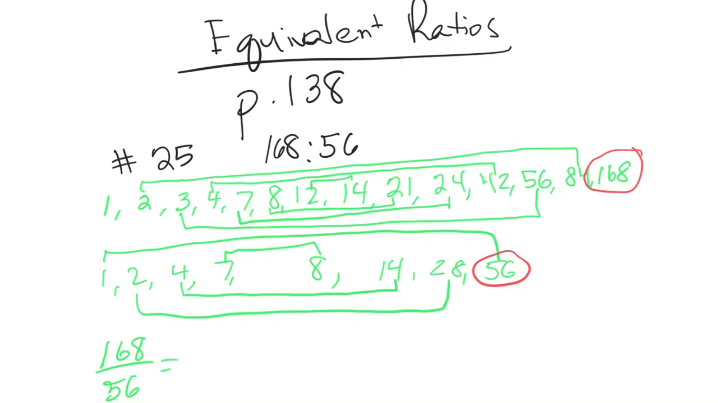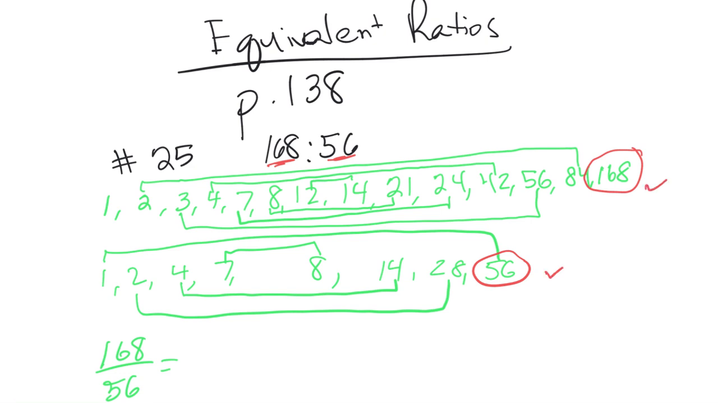All right, now we're going to look at the equivalent ratio problems found on page 138. There's problems numbers 24 and 25, and they're kind of similar, but we're going to deal with number 25 right now. You're going to use division to find all the whole number ratios equivalent to 168 over 56, or 168 to 56. So what I did here is I listed all the factors of both 168 and 56.